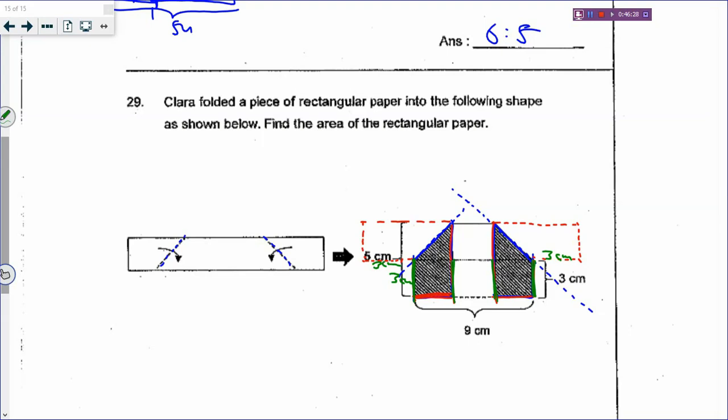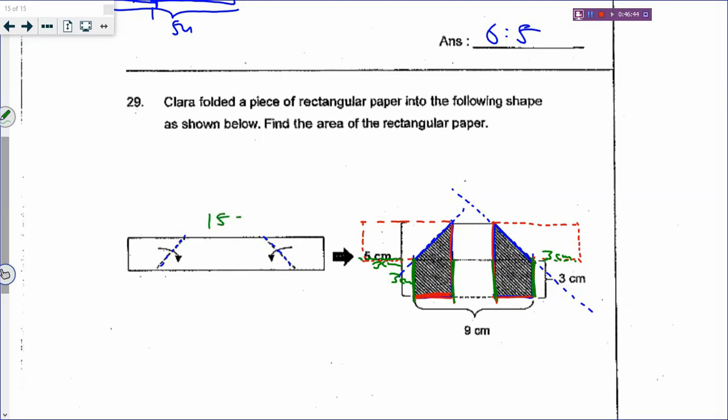Alright, so can you find the length already? So you have 3, 3, 3, and then you have 9, and then you have 3. So what's the length of the rectangle? So there will be 3 plus 3, 6, and 6 plus 9.